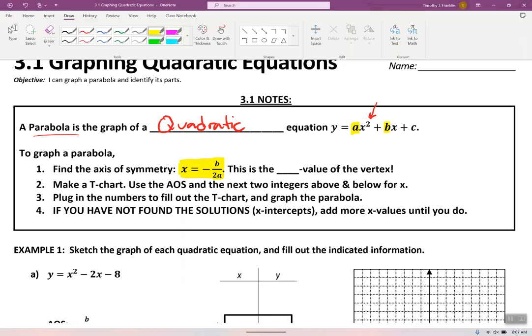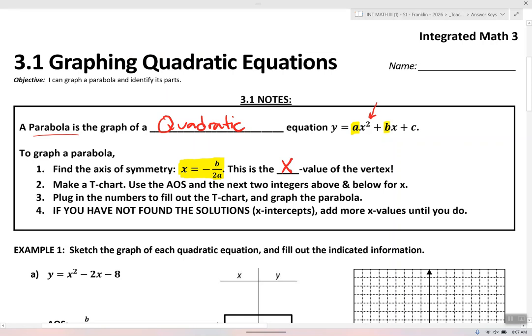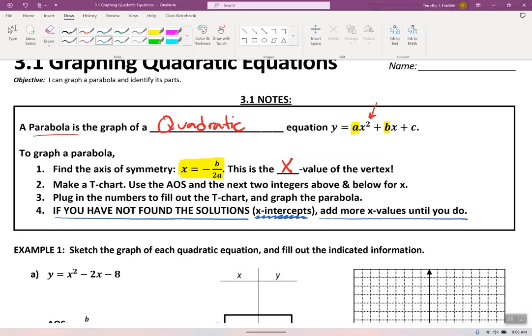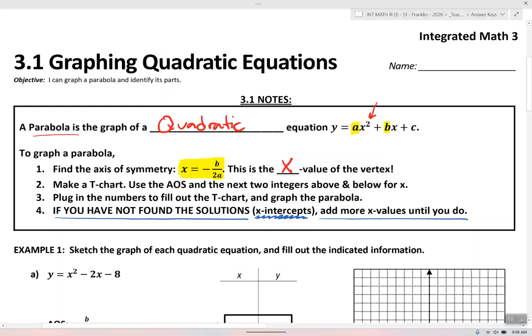Now, this is going to be the x value of our vertex, the vertex being the middle point of our parabola. Once we do that, we make a t-chart, using the axis of symmetry and the next two integers above and below for x. Then we put in those numbers, find the y values, and we can graph the points. Now here's the important part, and we'll talk more about this as we graph: if we have not found the solutions by that point, these are the x-intercepts of the function, we're going to add more x values until we do. You'll see what we mean. Let's go ahead and practice.